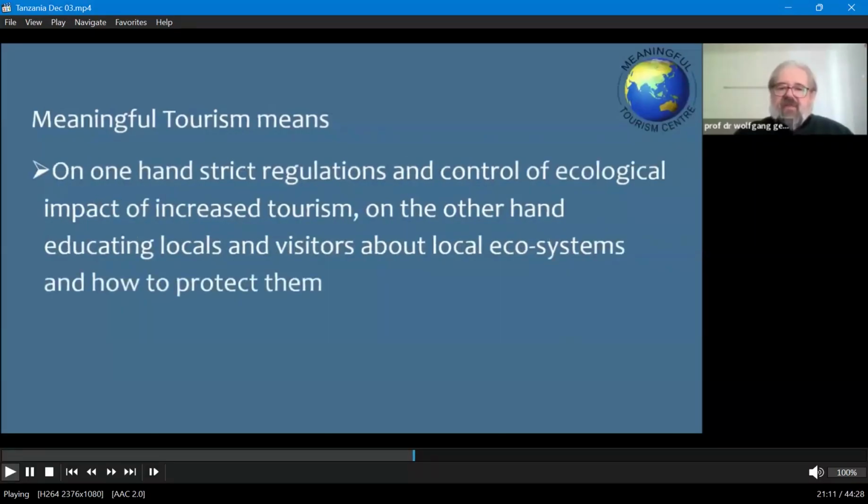So we need obviously restrictions and control of the ecological impact of increased tourism, but also we need not just regulations, we need to educate the locals and the visitors about the local ecosystems and how to protect them. If the visitors feel not just as somebody bringing some dollars, but somebody who is welcomed, then they have also more interest in protecting the area where they are visiting.